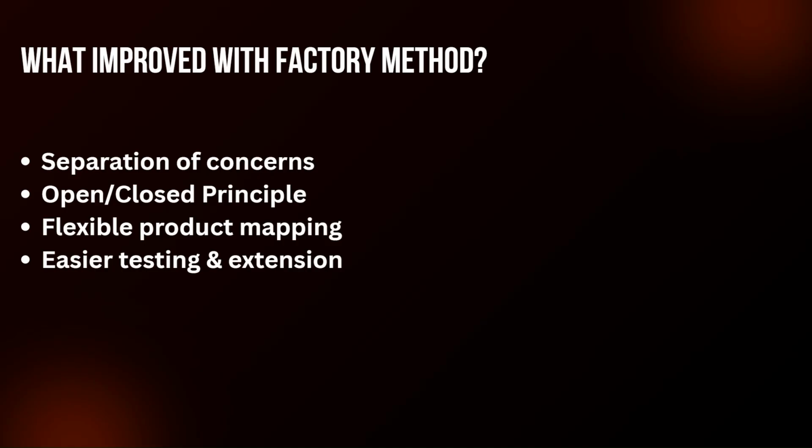Now let's understand what improved with factory method. Separation of concerns: the Bank OpenAccount method handles the workflow, while CreateAccount in subclasses handles object creation. Open closed principle: to support a new bank, just create a new subclass and override the CreateAccount method. No need to modify the existing Bank or client-side code. Flexible product mapping: different banks can map the same logical types to different concrete classes. This is very realistic in banking when we have different products for different banks or regions. Easier testing and extension: you can now mock a bank subclass in tests.